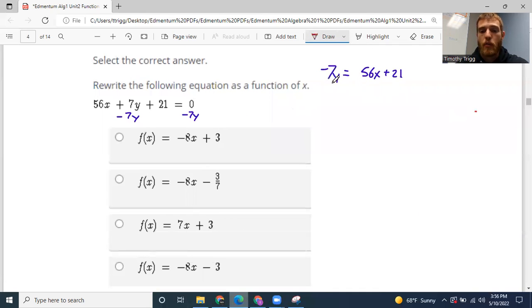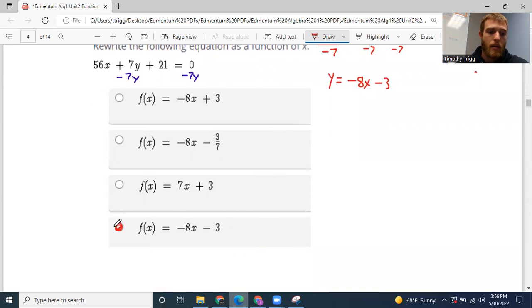Then to help me solve for y, I'm going to divide both sides by negative 7. When you divide or multiply, you have to divide every term by that, or multiply every term by that. Okay, that gives me y equals, now here's a positive divided by a negative, so that's going to be negative 8x. Again, positive divided by negative, negative 3. Negative 8x minus 3. There you go.